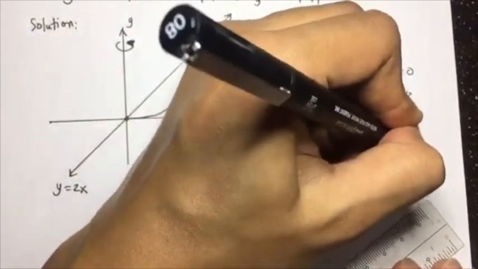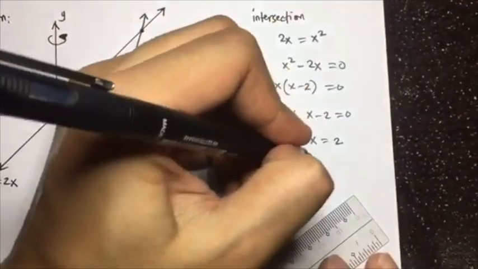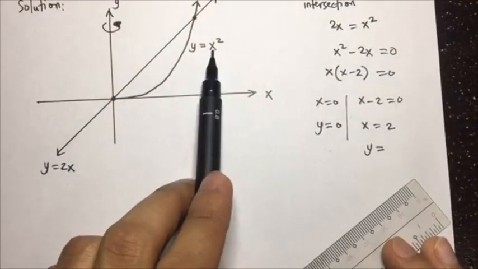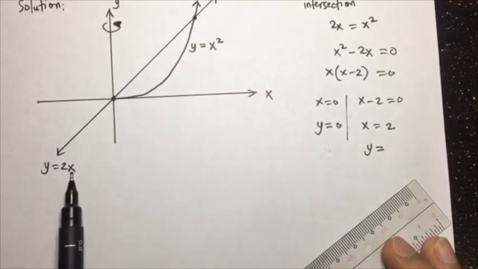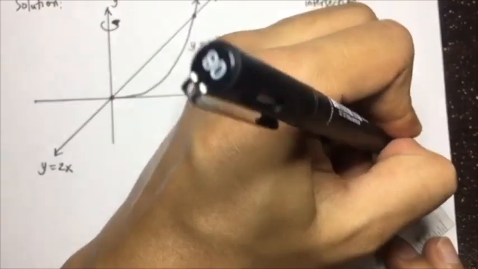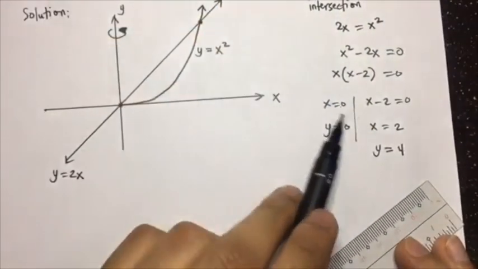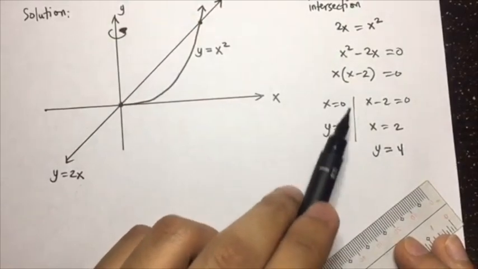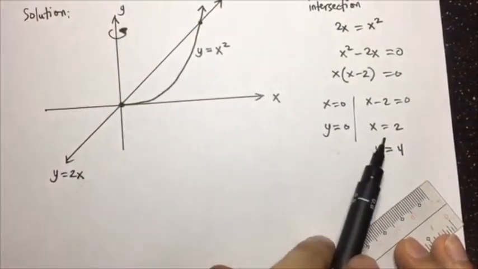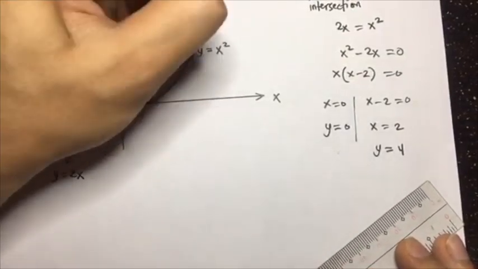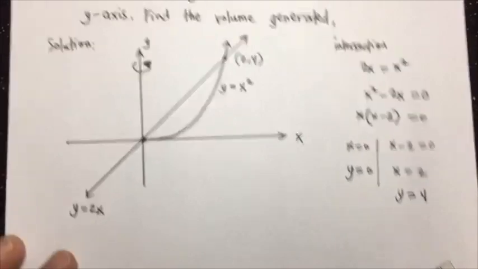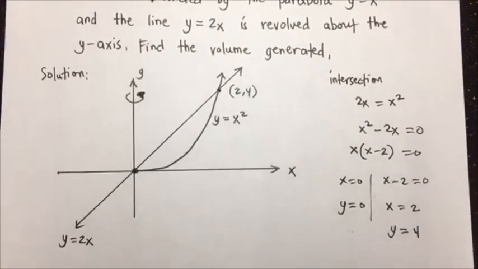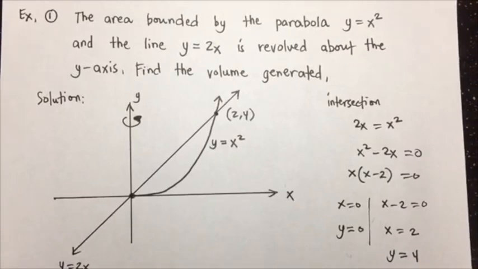Here x is equal to 2, and if we substitute 2 here, we will get y is equal to 4. If we substitute 2 in here, we will also get y is equal to 4. So the first intersection is at the origin, 0, 0. The second point is at 2, 4. Okay, so let's solve this in two ways so that we can compare which method would be easier.